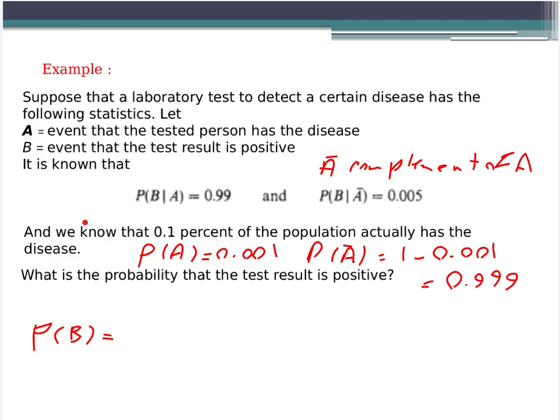This example says that 0.1% of the population actually has the disease. So the probability that a person has the disease is equal to this value. Okay, it's clear that the probability that a person doesn't have the disease is equal to 1 minus this value.